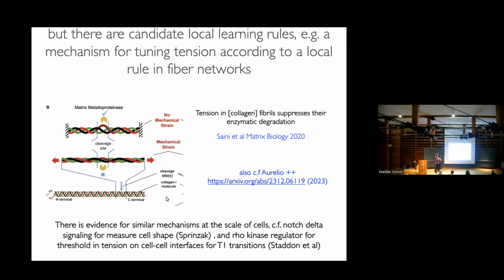And then this paper, a really nice paper, shows that, of course, if I have a fiber network, I can have enzymes that cleave, for example, high tension bonds, and you can think of that as a local learning rule in that network. So I'm making a general point here: biology, at the scale of cells and tissues, has a lot of candidate local learning rules it could be using to do something. And the question is, can it do something? And what is it doing?